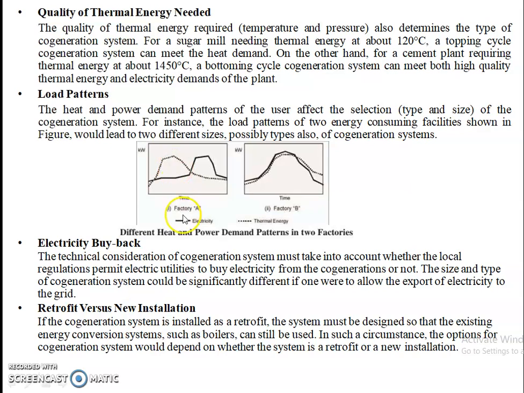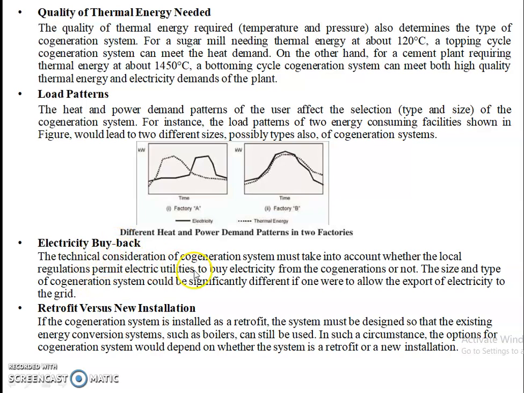From this graph, for factory A, the dotted line is thermal energy and the thick line is electricity. For the other factory, we get a proportionality of thermal energy, with the same peak point for thermal energy and electricity used in factory 2. And also the electricity buyback.